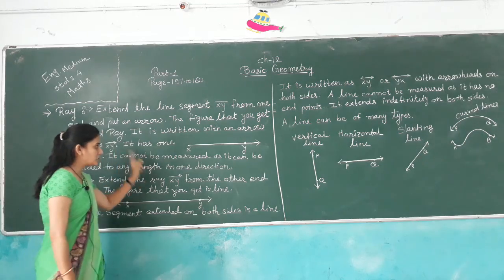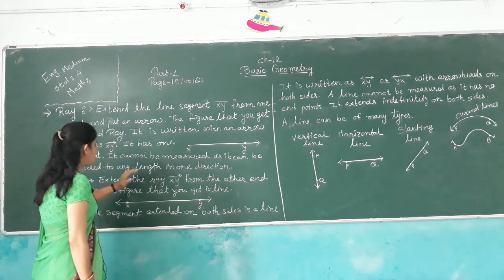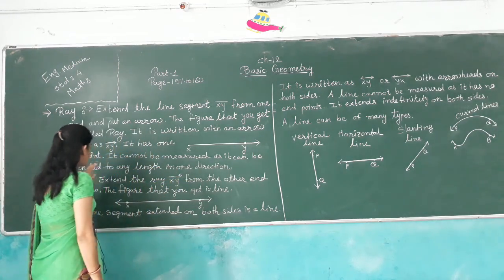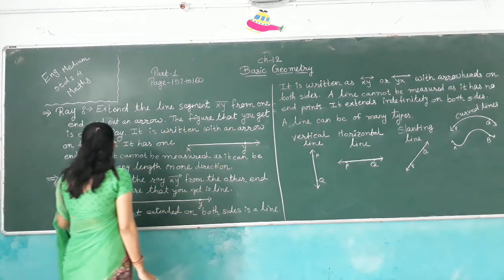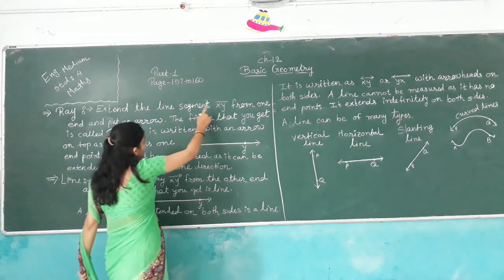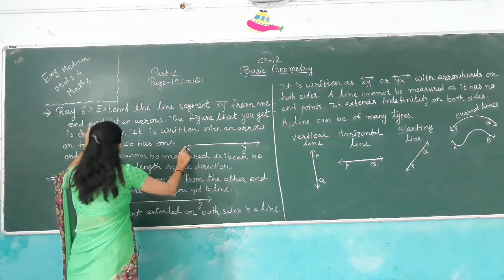It cannot be measured, as it can be extended to any length in one direction. Here again, one time repeated. Extend the line segment XY from one end and put an arrow.